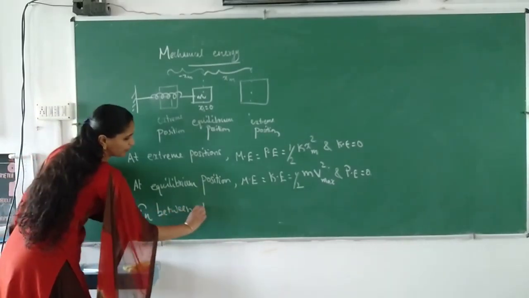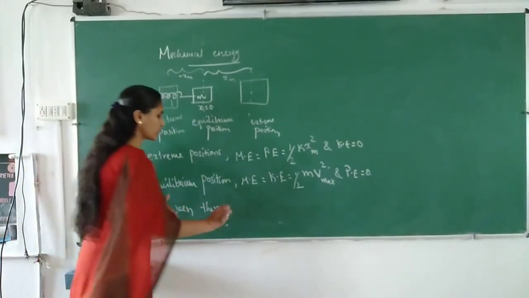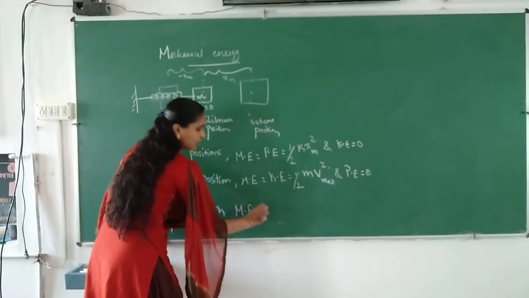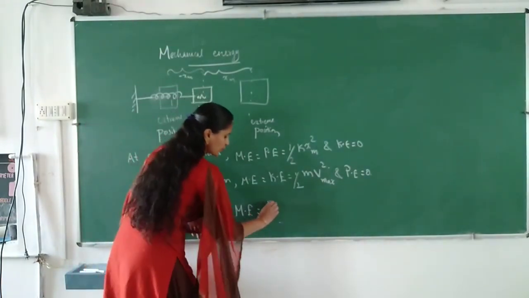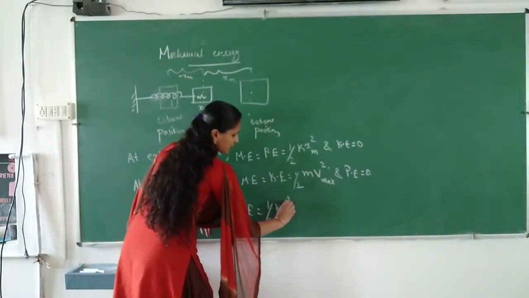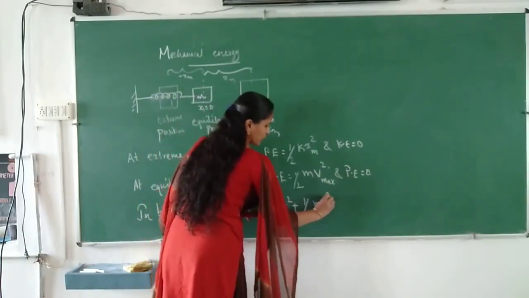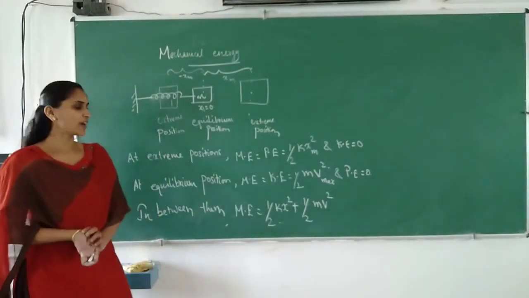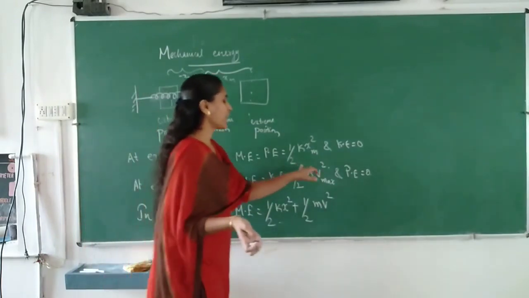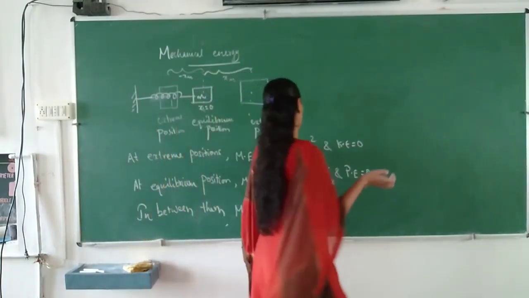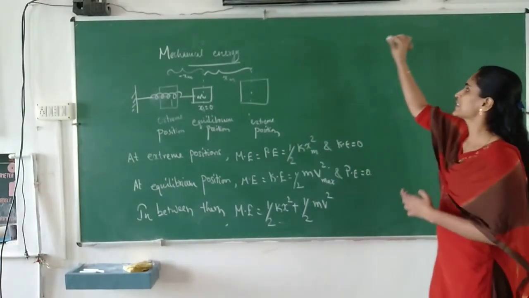So in between these two, in between extreme position and equilibrium position, total mechanical energy can be written as, it will have both kinetic energy and potential energy, and that is equal to half kx square plus half m v square. Okay, so we can find what is the maximum velocity if we know the maximum displacement. How to find? Total mechanical energy is concerned.